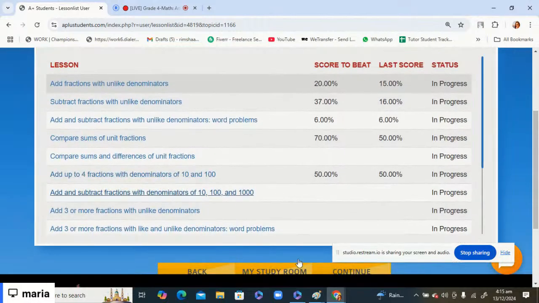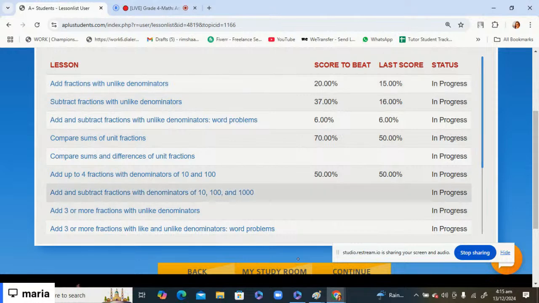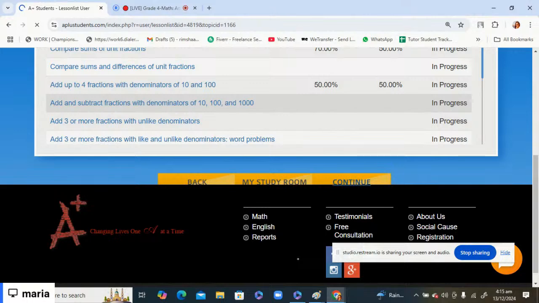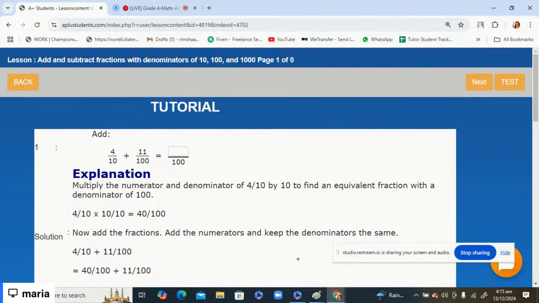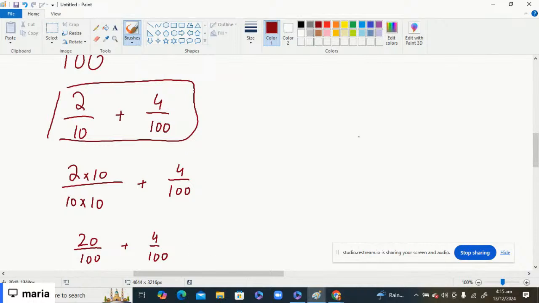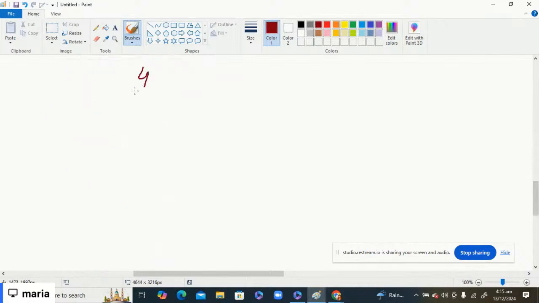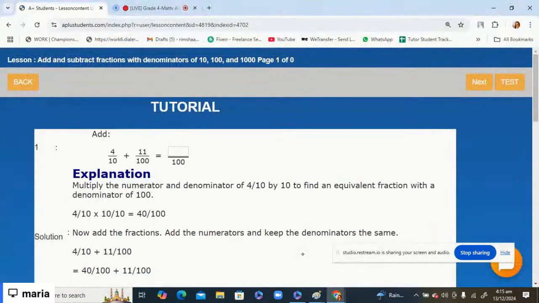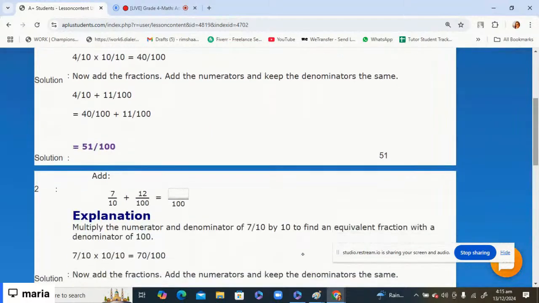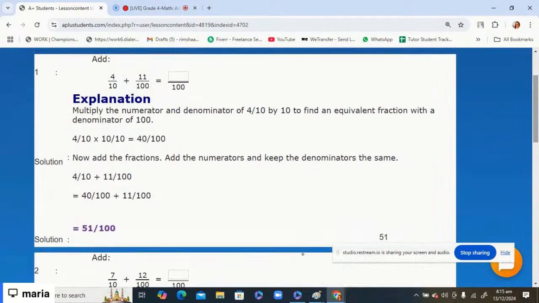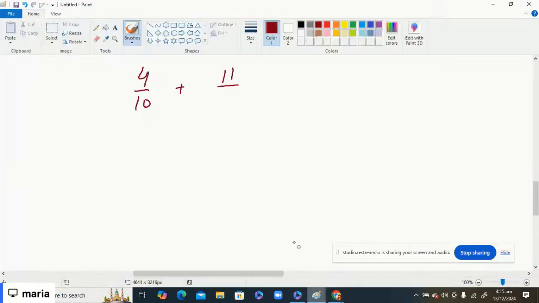Add and subtract the fractions with denominators of 10, 100 and 1000. 4 by 10 plus 11 by 100 equals what? Okay, 4 by 10 and 11 by 100. Now here the question is given, you are just going to put the answer. 4 by 10 and 11 by 100. We already know it.